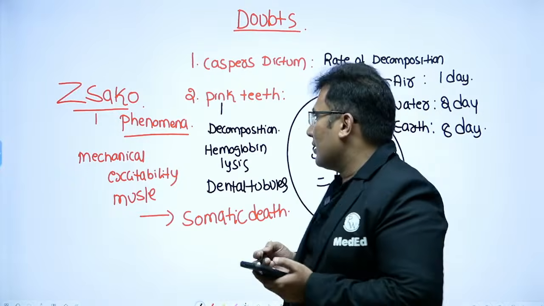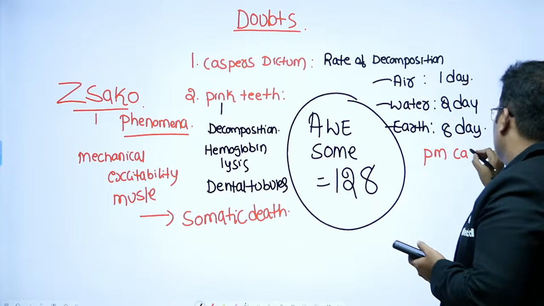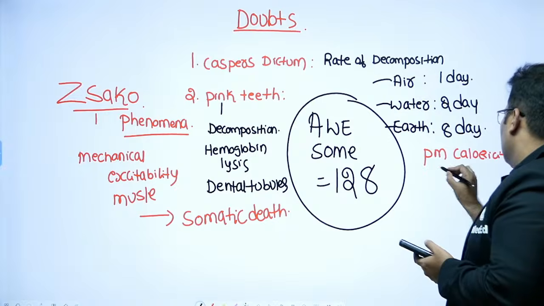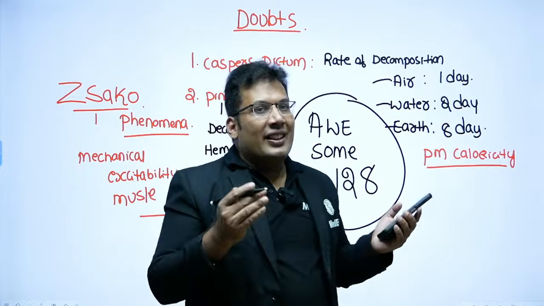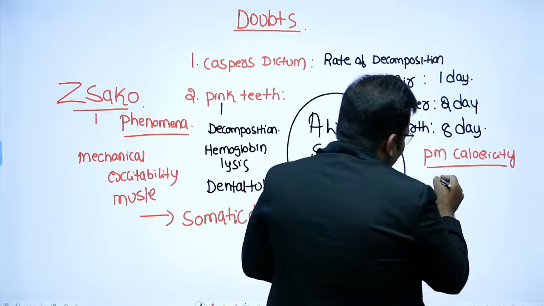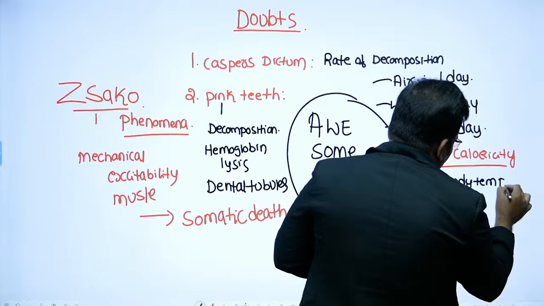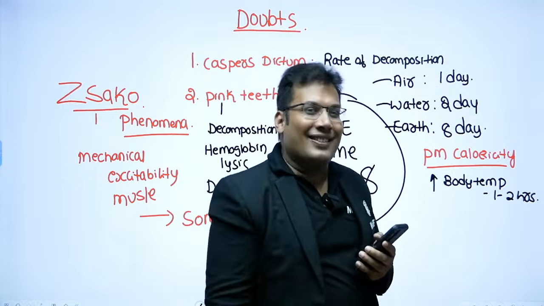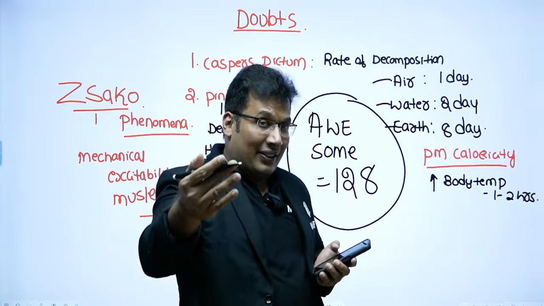Post-mortem caloricity. Some questions come from post-mortem caloricity. Post-mortem caloricity is an increase in body temperature after death, up to 1 to 2 hours. Normally body temperature decreases, which we call Algor Mortis, but here body temperature is sustained or it increases. What are the conditions?